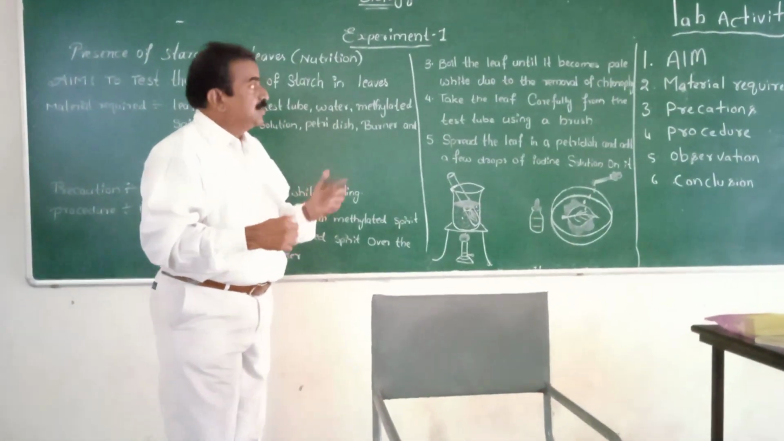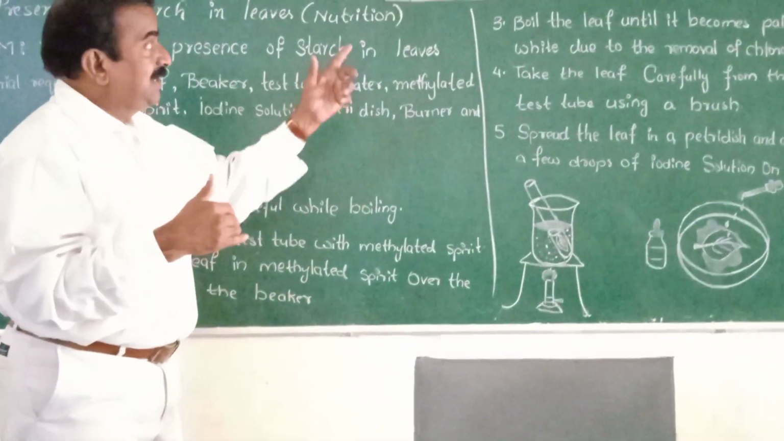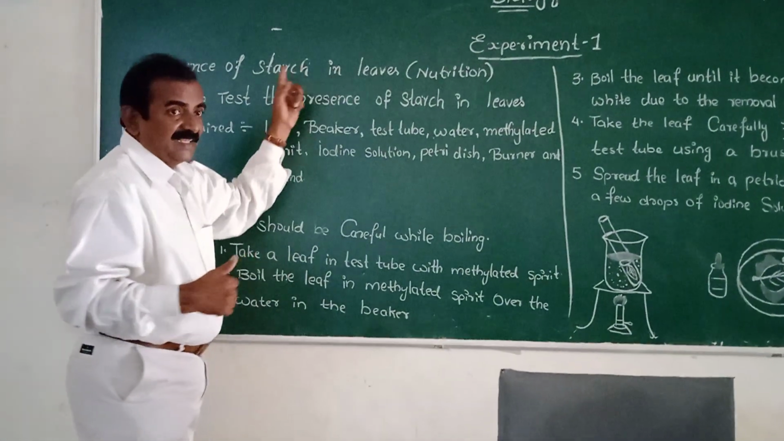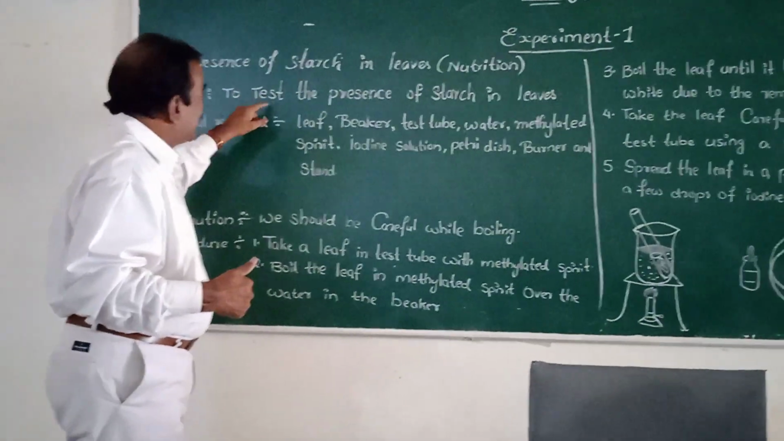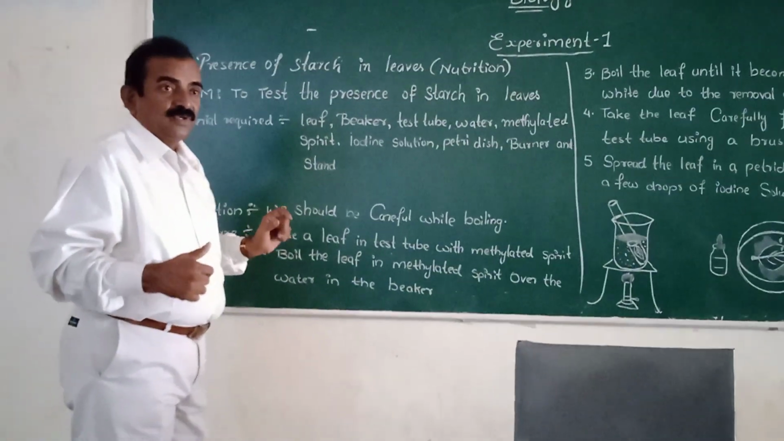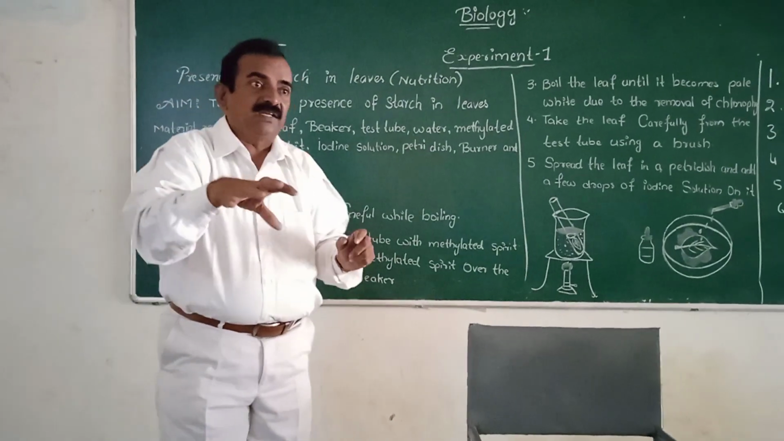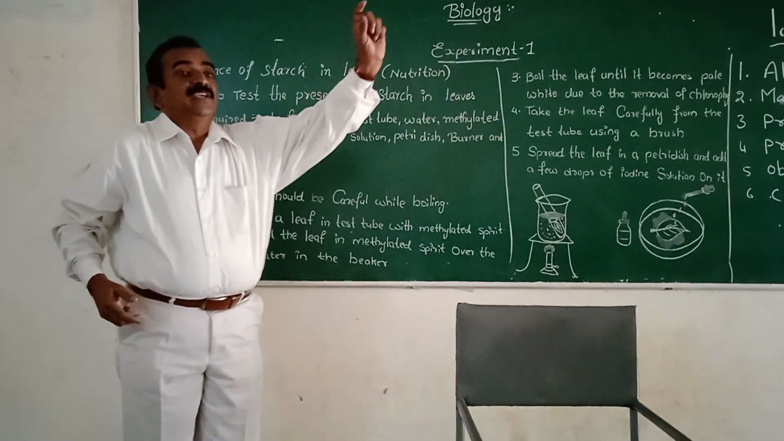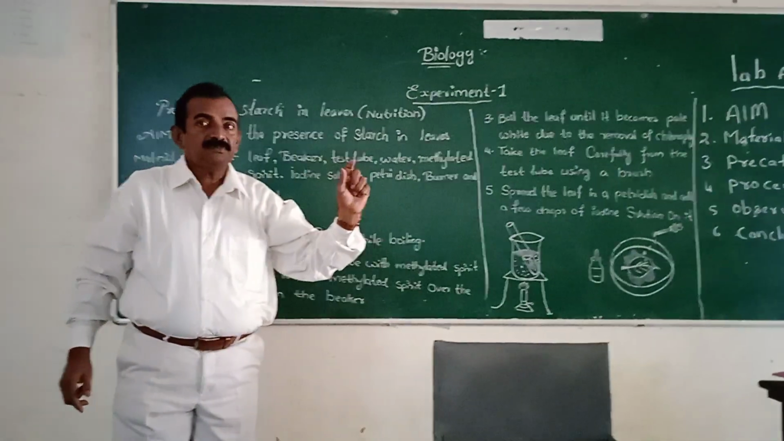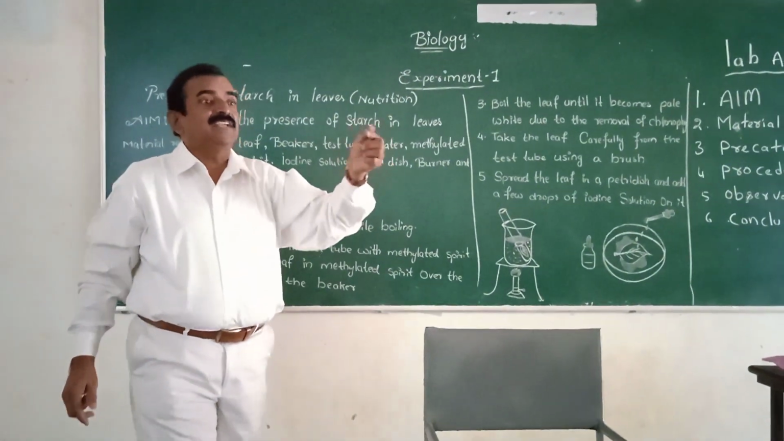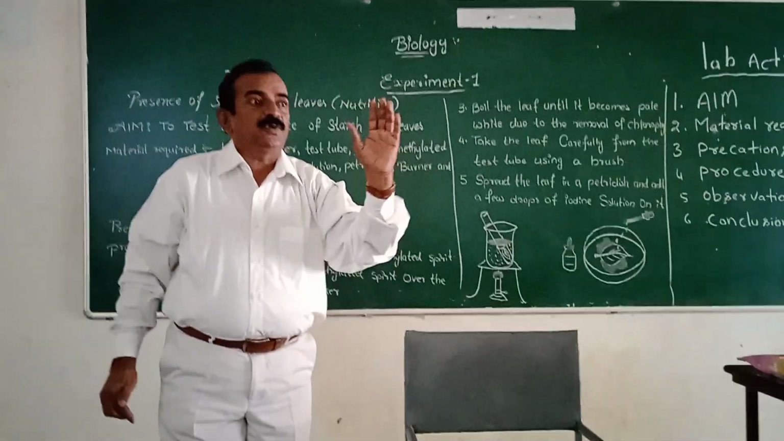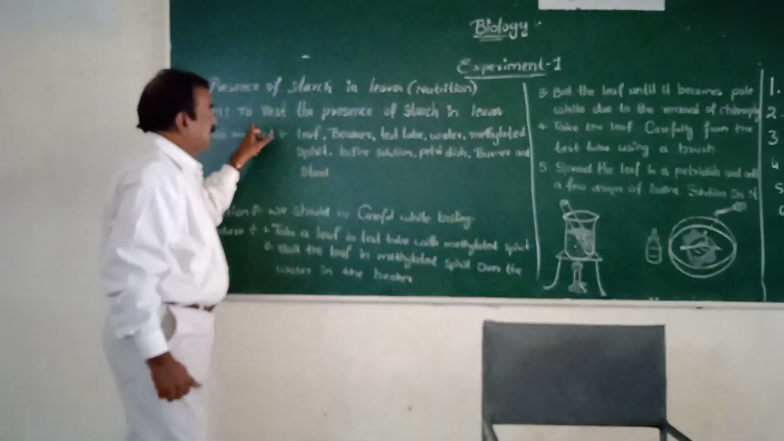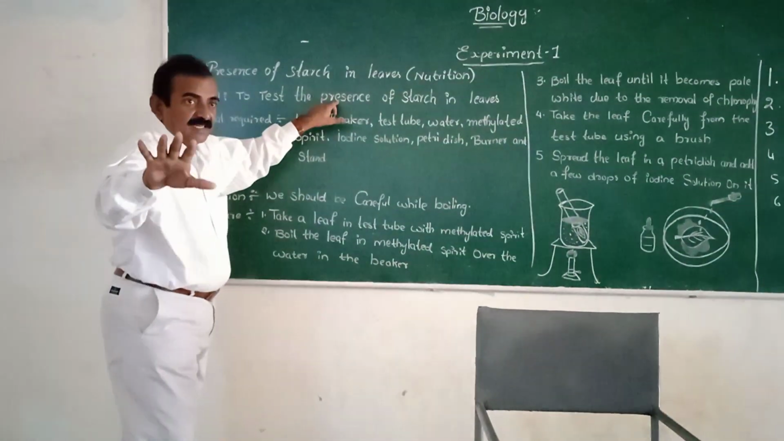Today's lab activity. So what is the aim of this activity? Presence of starch in leaves. Aim is to test the presence of starch in leaves, whether starch is present in leaves or not. For that we need to take a leaf from the plant, a tender, soft leaf which is well exposed to sunlight. So the aim is to test the presence of starch in leaves.